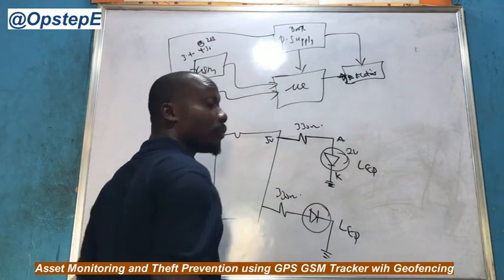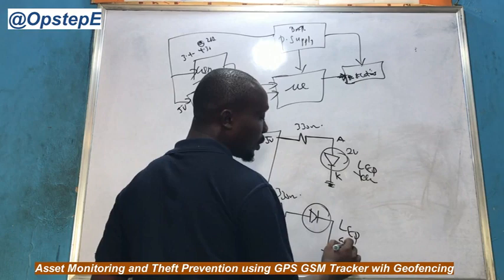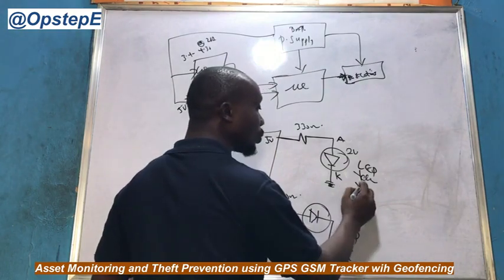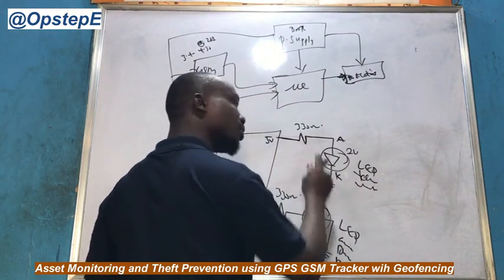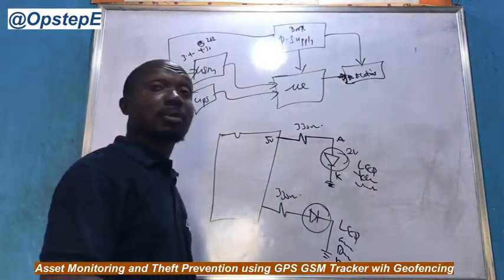Now this light emitting diode can be of any color. Obviously, I believe you know that. So this could have been yellow, green, blue, white, red, any color. You just have an indicator on board. The indicator is to let you know the system is on.